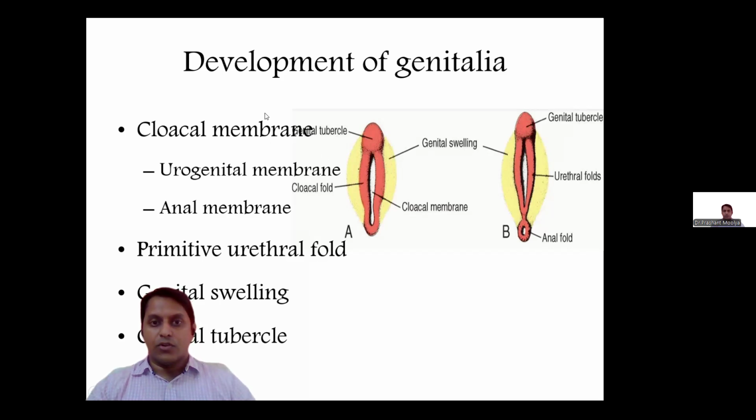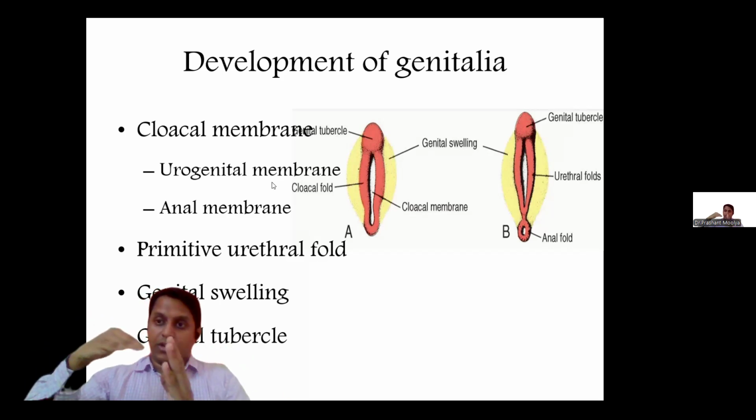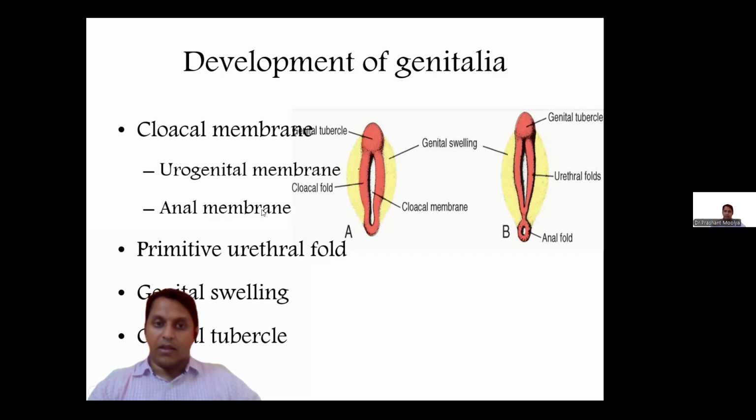Now, in the region of the cloacal membrane, we have seen that by the fusion of the urorectal septum, two membranes were differentiated, the urogenital membrane and the anal membrane. In the region of the urogenital membrane, on the sides, two folds appear, and they are called primitive urethral folds. You can see here these two folds. Next to that appears a large swelling called the genital swelling, and the point of fusion cranially is called the genital tubercle.